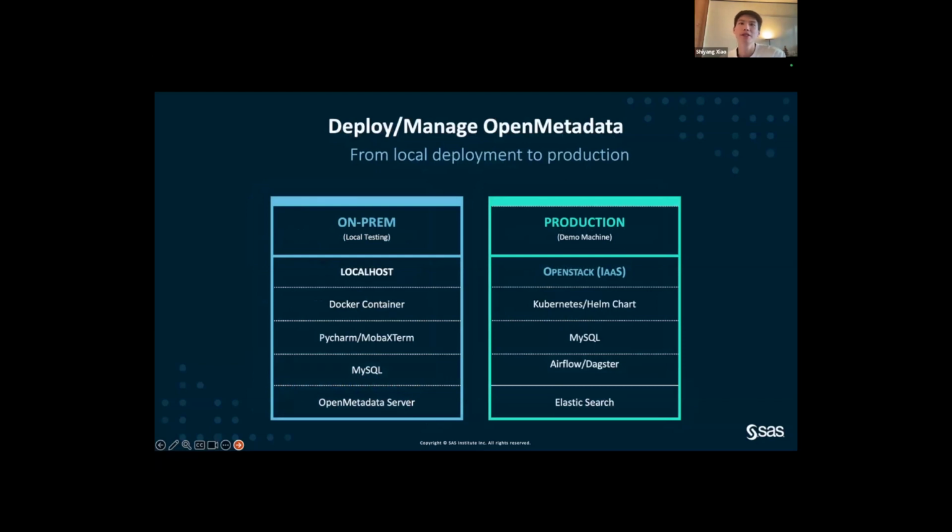Reflecting on our experience in leveraging and managing OpenMetadata, we initially utilized Docker containers for local development before deploying to a production environment on OpenStack infrastructure as a service. A Helm chart was employed to seamlessly deploy the OpenMetadata package on Kubernetes.